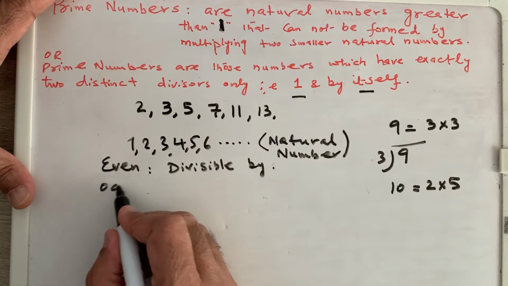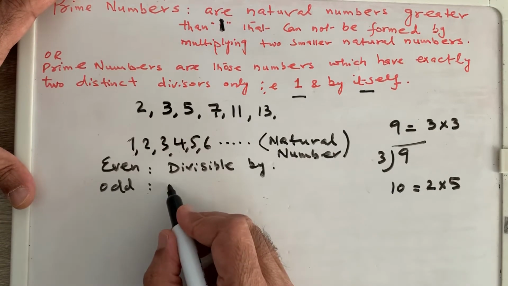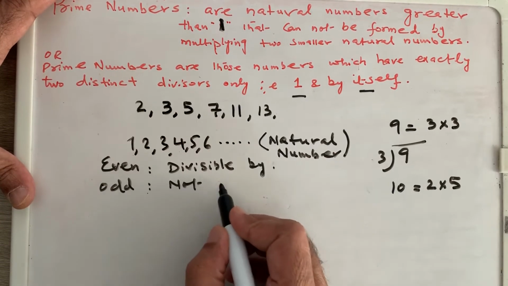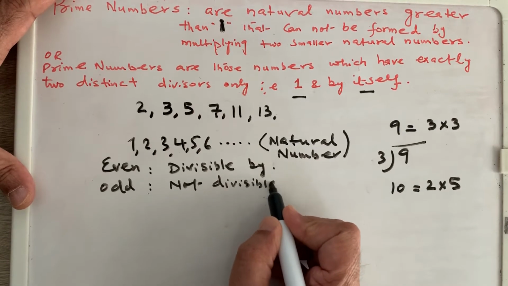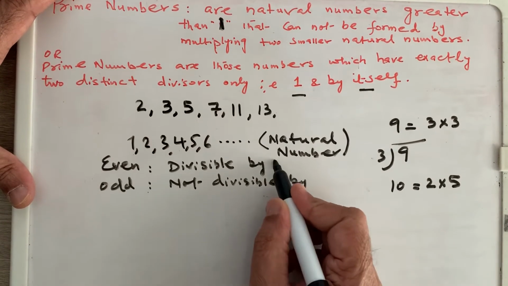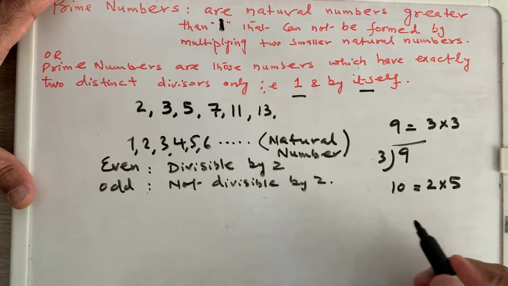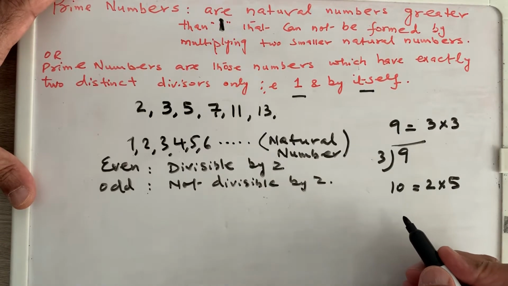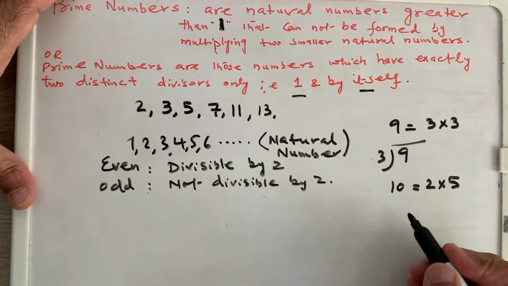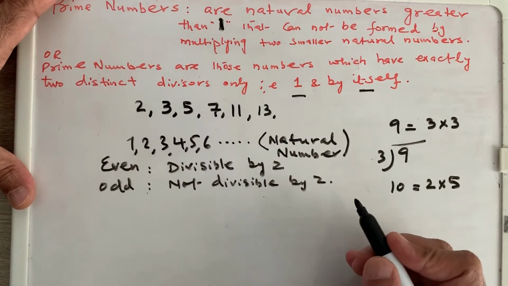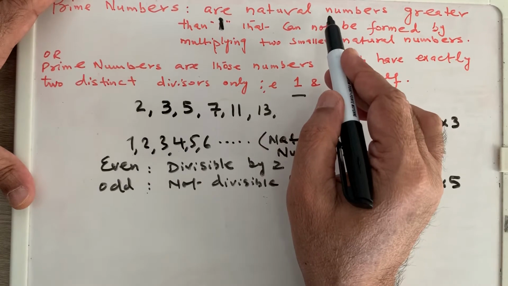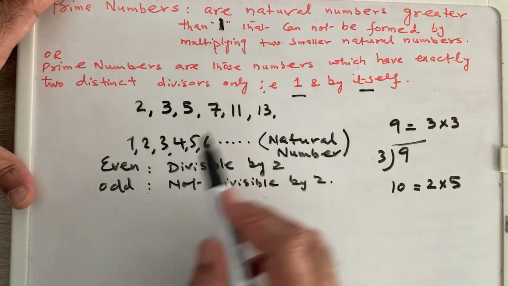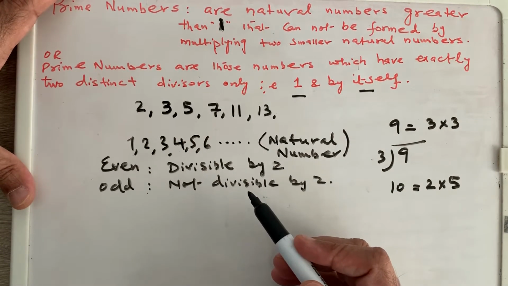And odd numbers are not divisible by 2. So these are all natural numbers, which start from 1 and go on to infinity. So prime numbers are also natural numbers but greater than 1. So 1 is not a prime number, right?